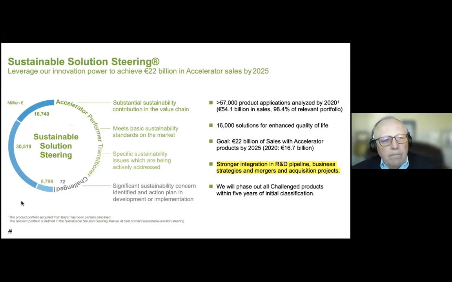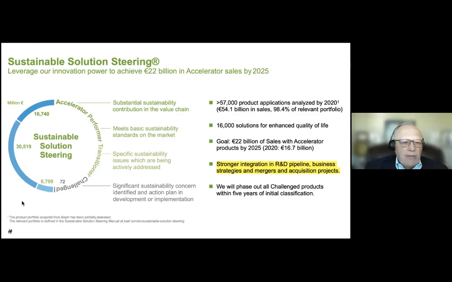Okay, so I believe in 2015, BASF introduced something called Sustainable Solution Steering. The basis of it, particularly then, was an assessment of our portfolio, and we have been updating it recently. If you look at the little bullet point on the side, over 98% of our portfolio has been assessed with this methodology. Products are segmented into 4 different sections, based on what type of contribution they make to the overall sustainability needs.